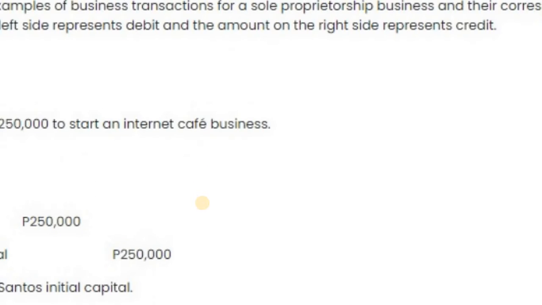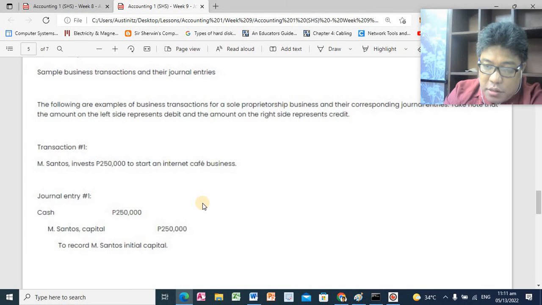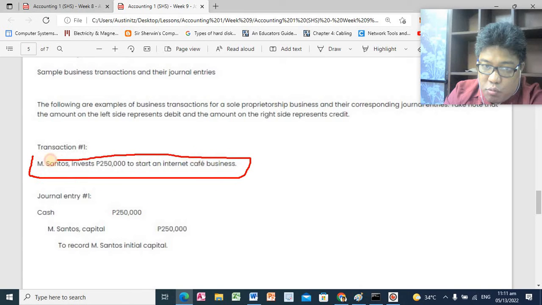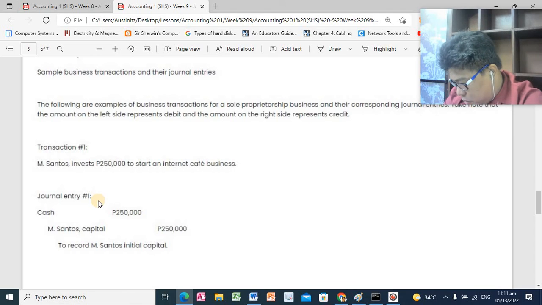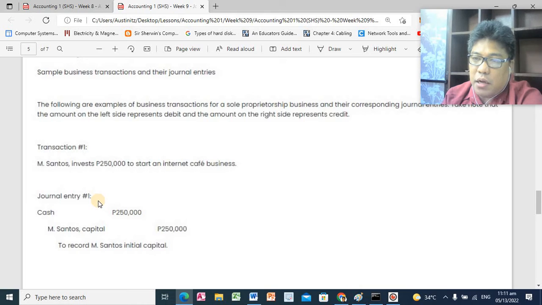So this one is considered a business transaction because there is an exchange of value. Okay, so let us analyze first. M. Santos nag-invest. For me, what I do is tinatagalog ko muna, para maintindihan ko yung transaction. After kong tagalogin, saka ko inaalam kung saan ang debit tapos saan ang credit.